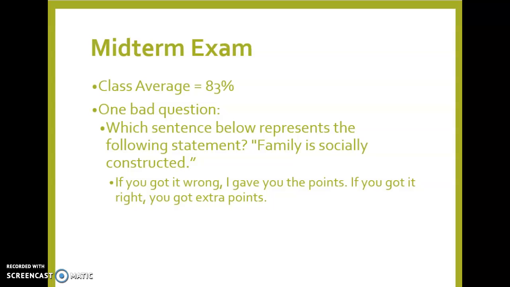It was the question that said, which sentence below represents the following statement? Family is socially constructed. Over 3/4 of the class got that one wrong. And so if you got it wrong, I went back and gave you the 2 points for it. And if you got it right, well, I gave you the 2 points too. So you got extra points.